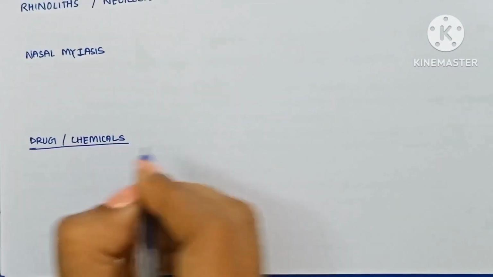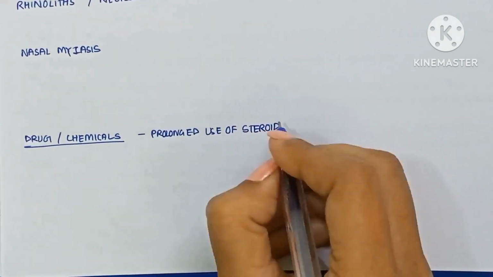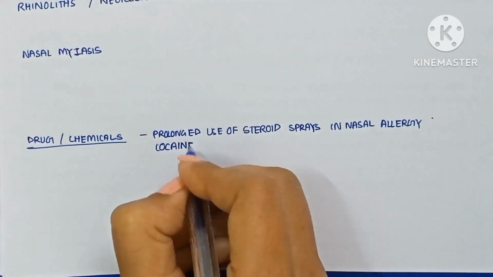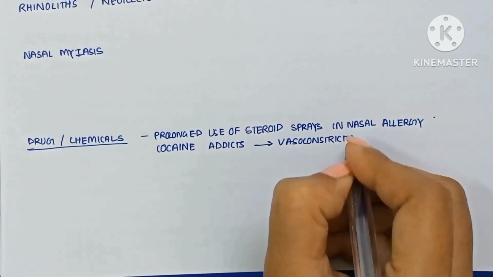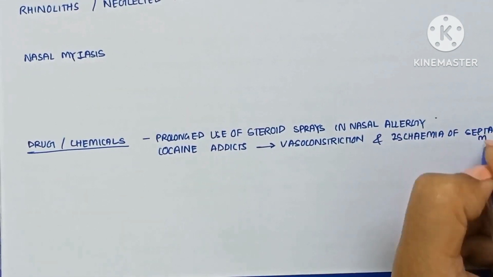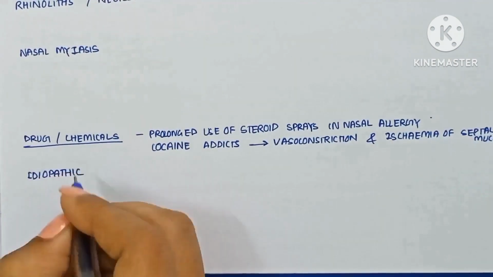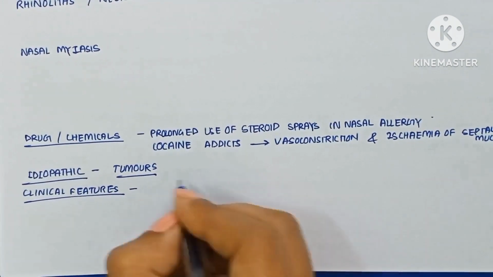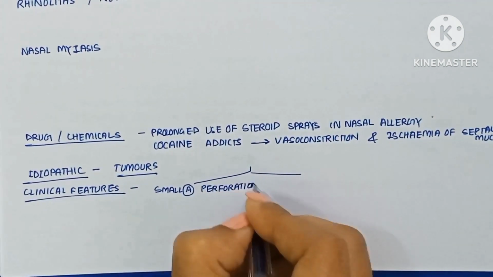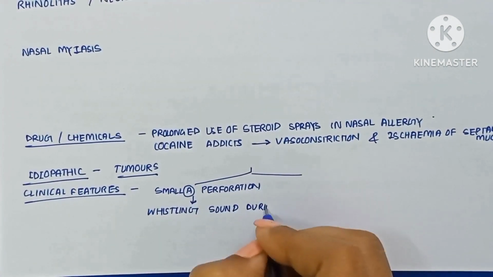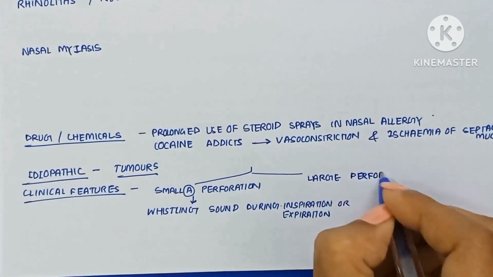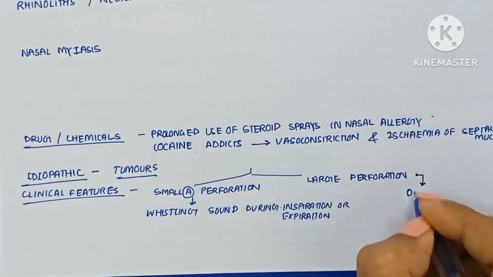drugs or chemicals, such as prolonged use of steroid spray in nasal allergy. Cocaine addicts develop vasoconstriction and ischemia of the septal mucosa. Idiopathic may be due to tumor. The clinical features are, in a small anterior perforation, a whistling sound during inspiration and expiration, and in a larger perforation, crust develops.